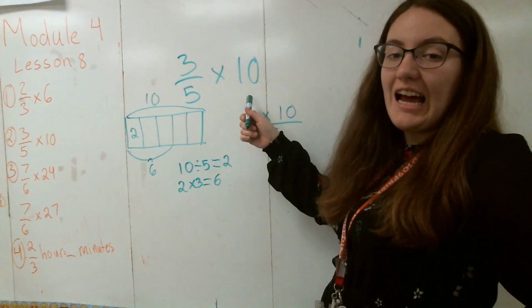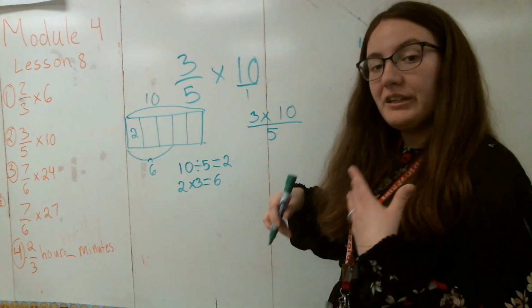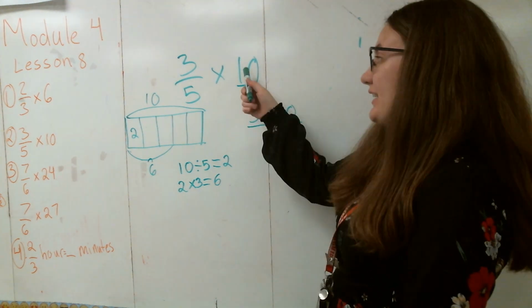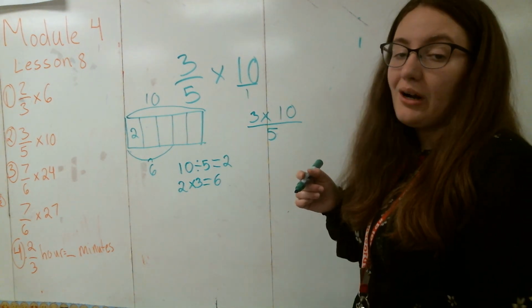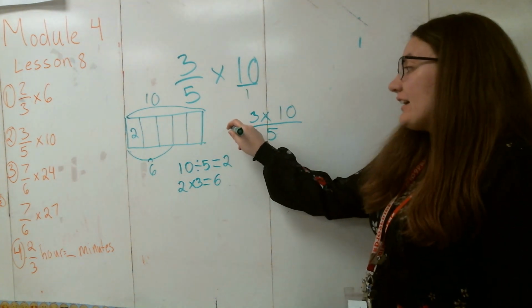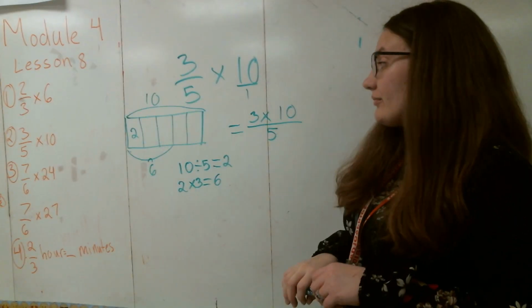over my denominator of 5. That 5 is technically being multiplied by the 1 that's underneath that, but we don't see it because we don't really need it there, because I know that 10 divided by 1 is still just 10, so it doesn't really change the problem. So what I have right here is 3 times 10 over 5.